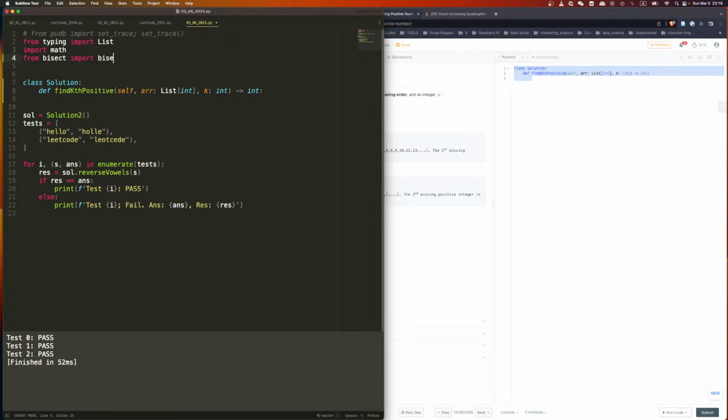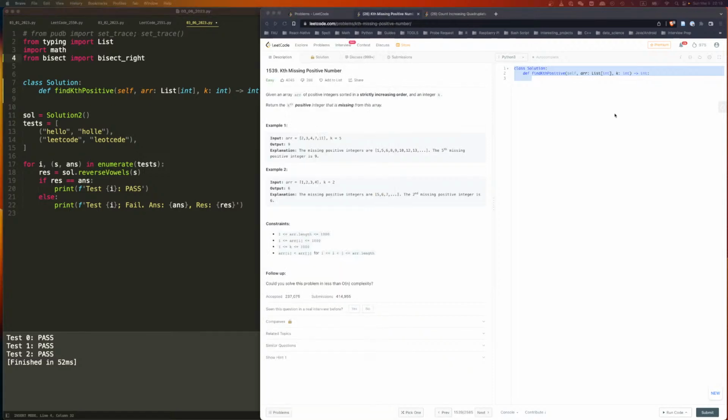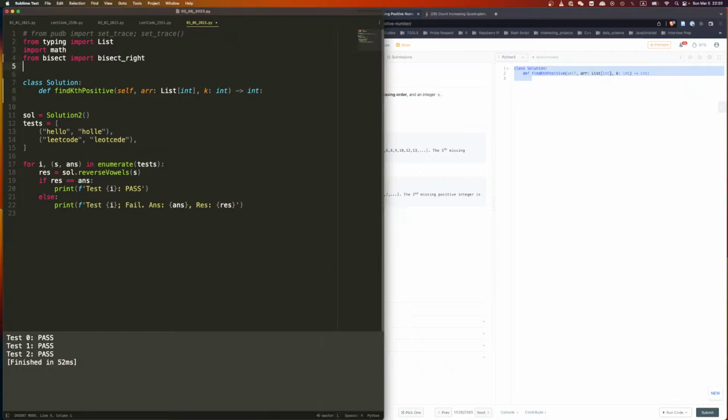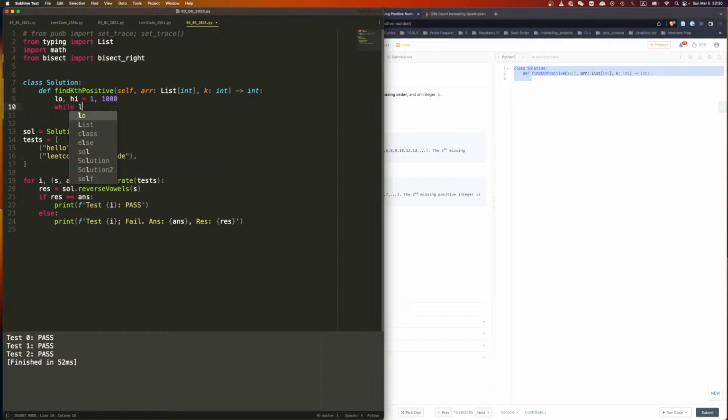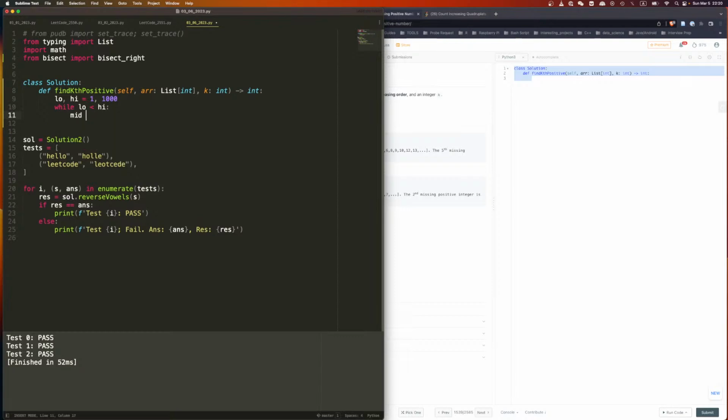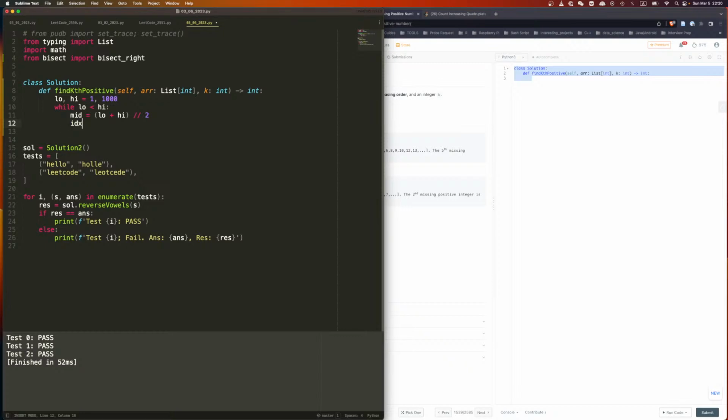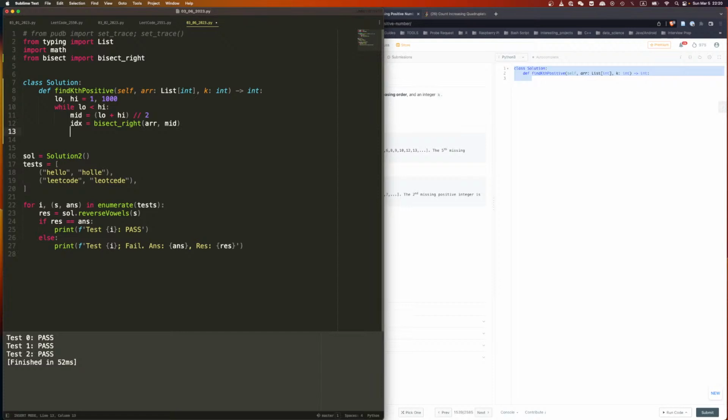I have to use bisect right. These are strictly increasing, so it doesn't really matter. Low, high, 1000. Low, high, mid. Index equals bisect right of array, mid.